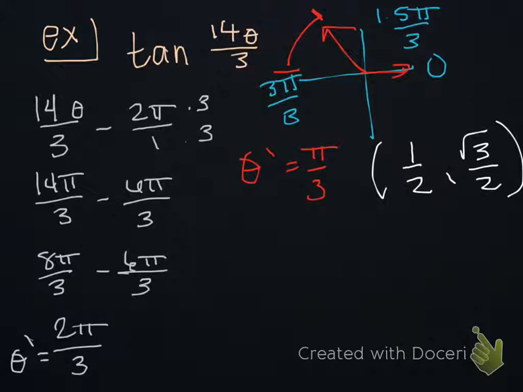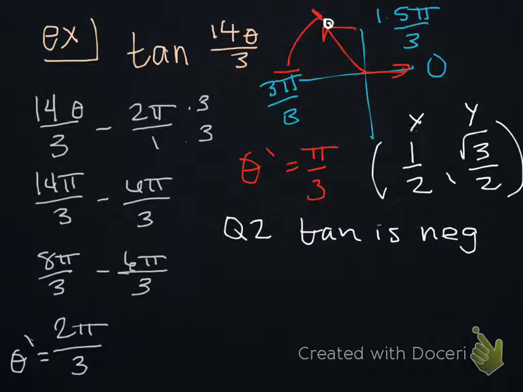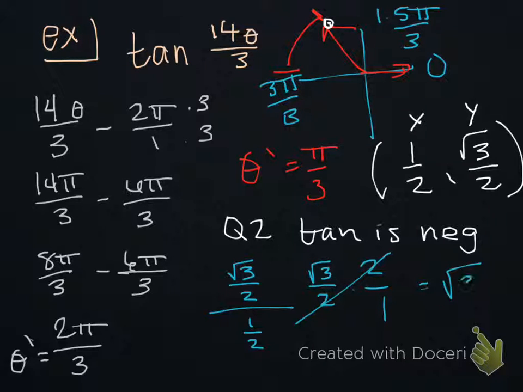My angle is falling in quadrant 2, so tangent is negative in quadrant 2. And tangent is y over x. So I need to take this root 3 over 2 and divide it by 1/2. Keep change flip. I have root 3 over 2 times 2 over 1. The 2's cross out. I get the square root of 3, but again, we know tangent's negative, so my final answer is negative square root of 3.